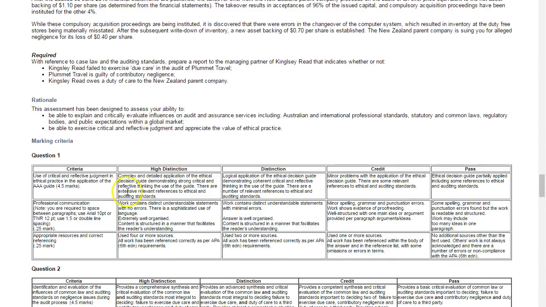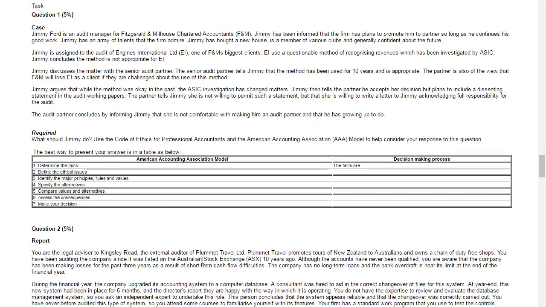I just want to draw your attention again to the marking criteria and looking at the high distinction standard, most of the marks are in relation to answering the question, and so you've got to apply that ethical decision model and demonstrate strong and critical thinking, and you need to have extensive relevant references to ethical and auditing standards to get that high mark. You can see the other criteria there in relation to professional communication and resourcing, appropriate resources and referencing. That's important, but most of the marks are up here. Finally, in answering this question, you're advising Jimmy, not me, not your lecturer or anyone else in the question, so please look at it from his perspective.